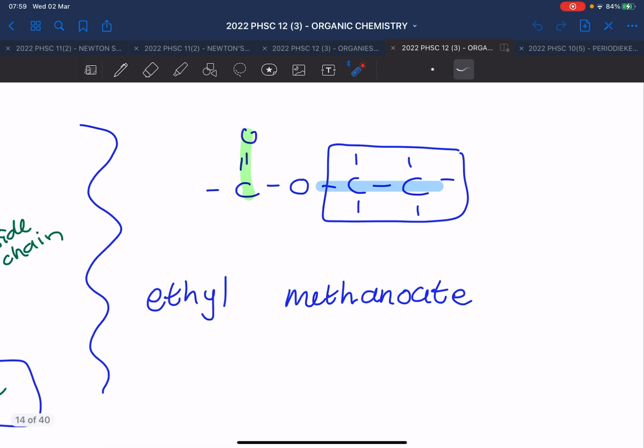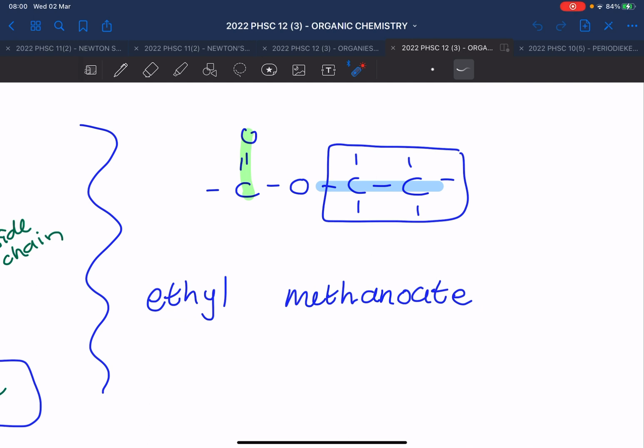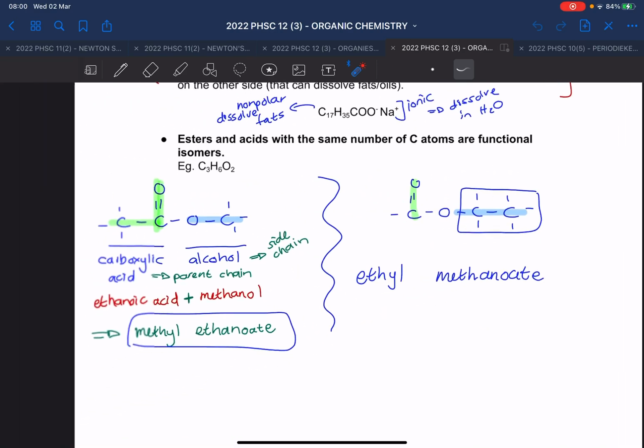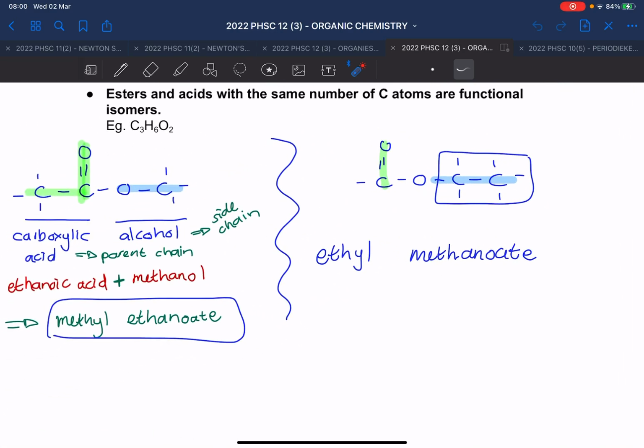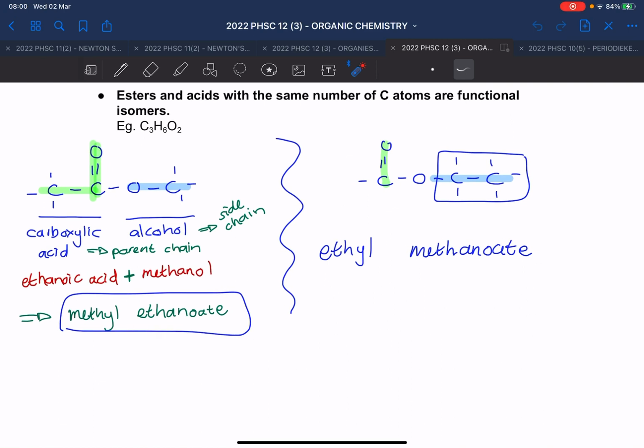The ester is the only one where the parent chain can be shorter than the side chain. All the others, the parent chain must be the longest. Esters are the only ones where the parent chain can be shorter than the side chain. Any questions there? Something that I must repeat? Nothing. Okay.